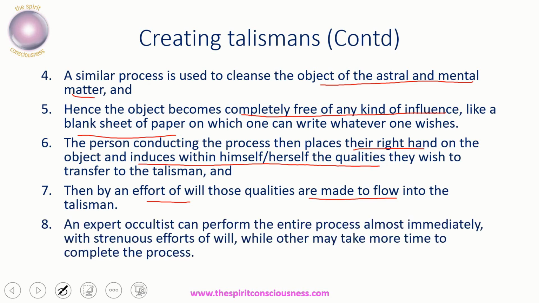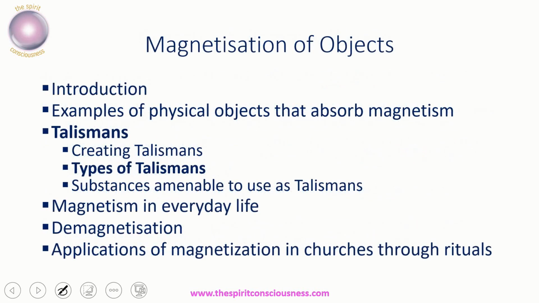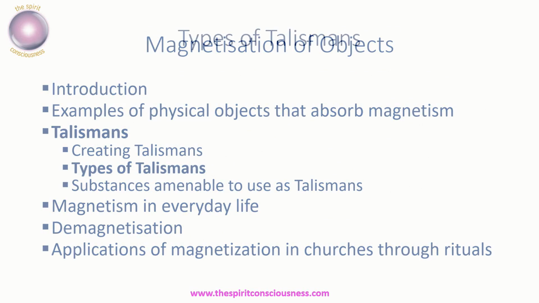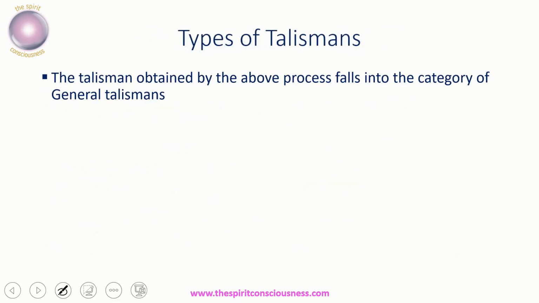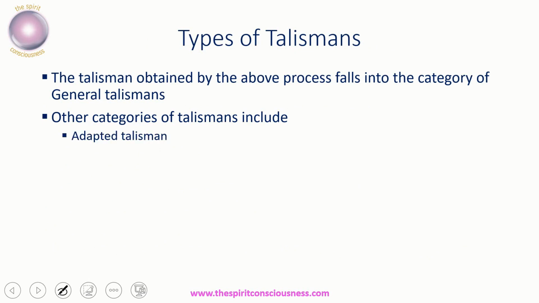An expert occultist can perform the entire process almost immediately with a strenuous effort of will, while others may take more time to complete the process. So, types of talismans. The talismans obtained by the above process fall into the category of general talismans. There are other categories which include an adapted talisman, linked talisman, and ensouled talisman.